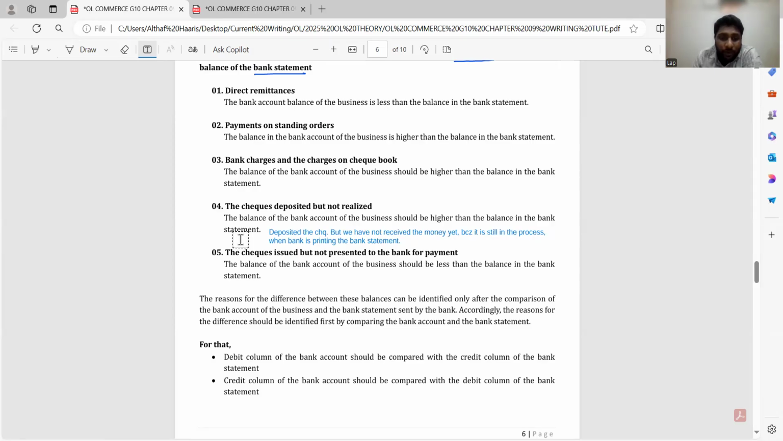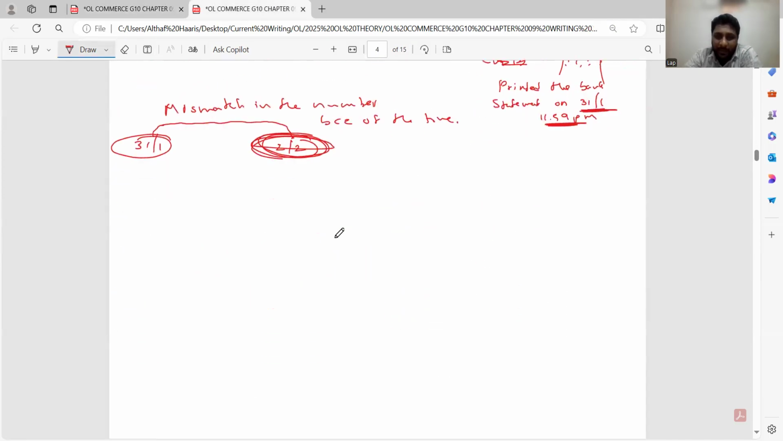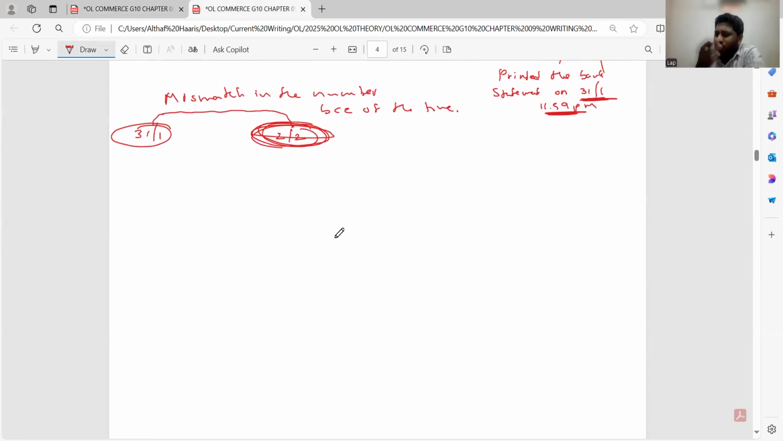The check issued but not presented to the bank for payment. So that is just like this one. No one's mistake. We'll assume I gave a check to a supplier. Maybe a 50,000 check. I gave the check on maybe 31st January.